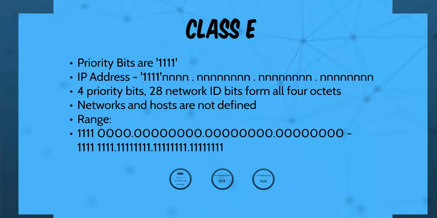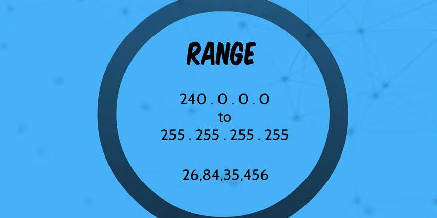Moving on to Class E, the Class E IP addresses are used for R&D purpose, that is research and development. Any new protocol designs are tested first by using the Class E IP addresses. The priority bits for Class E is 4 ones. Similar to Class D, Class E also does not divide the IP address into network and host portions. The range of Class E in decimal format is from 240.0.0.0 to 255.255.255.255, which is the last IP address in the IPv4 pool.